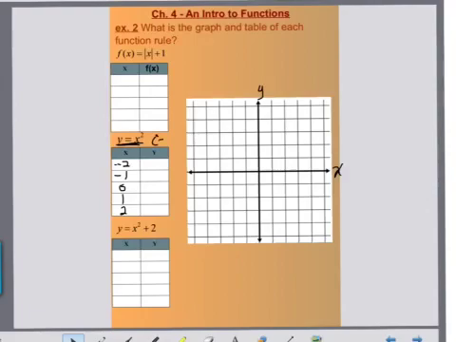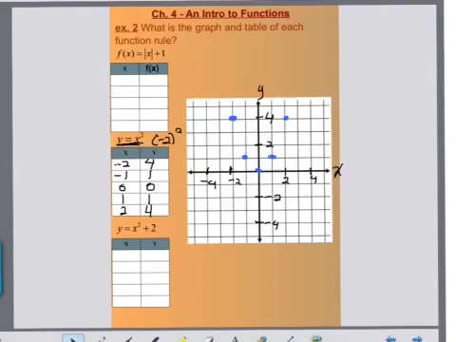-2 squared, this means -2 in parentheses squared. -2 times -2 is 4. -1 times itself is 1. 0 squared is 0. 1 squared is 1. 2 squared is 4. Well, again, we can count by 2's here. So skip a line in between. This is 2, 4, -2, -4, and we're going to plot -2, +4, -1, +1, 0, 0, 1, 1, and 2, 4.